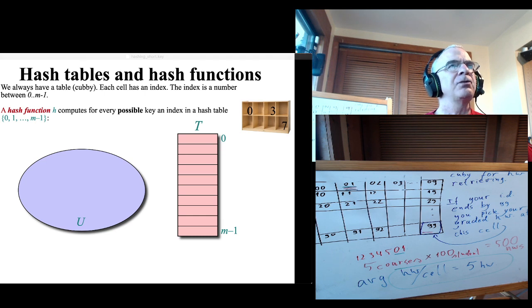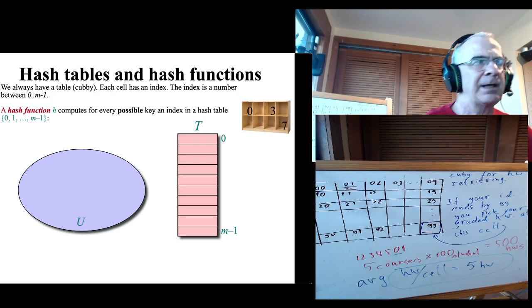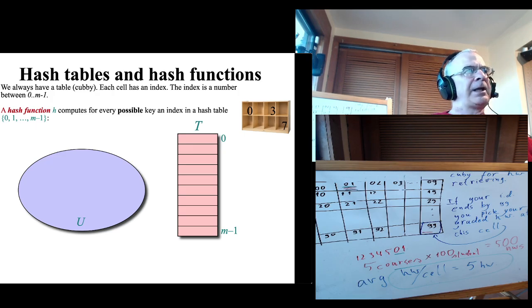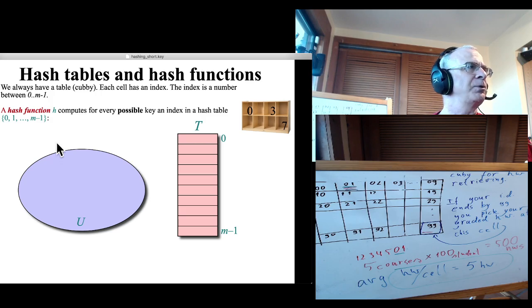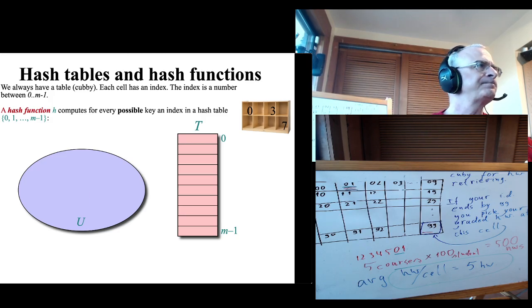If I start to use alphanumeric symbols, A, B, C, D, E, exclamation marks, emojis as part of the inputs, then of course I need a different hash function that is willing to take emojis as legitimate inputs. And this universe is, of course, enormous. There are a lot of numbers between 0 and 10 to the 16.